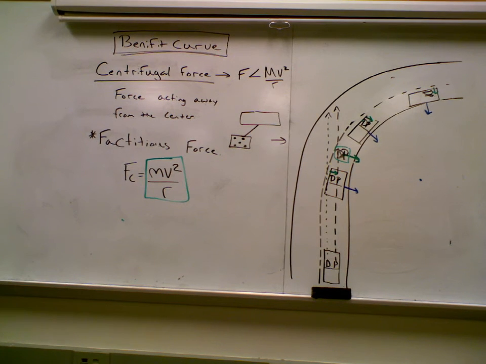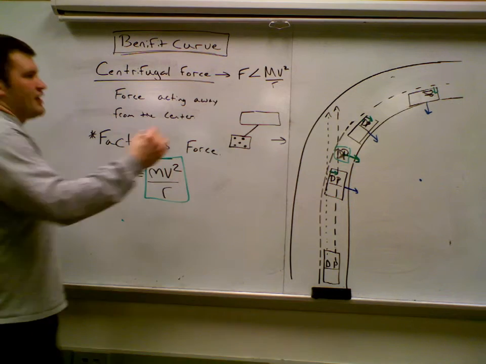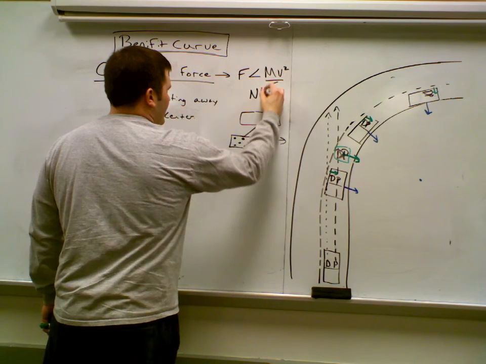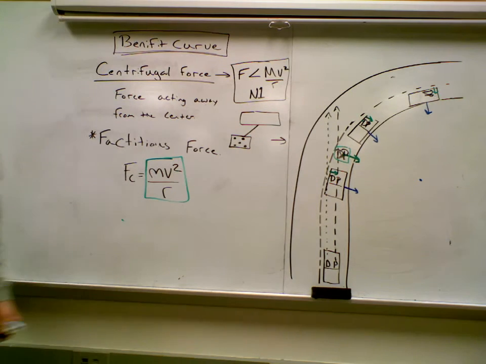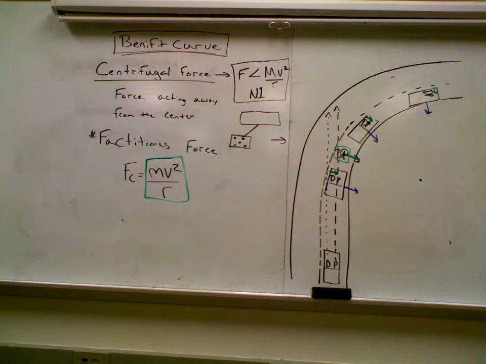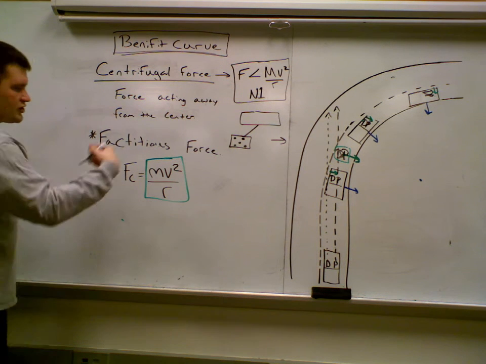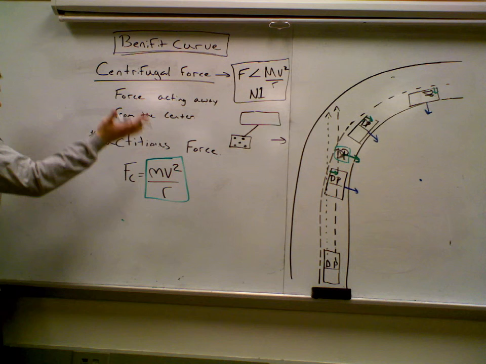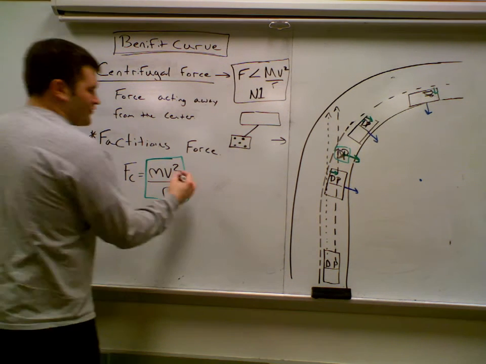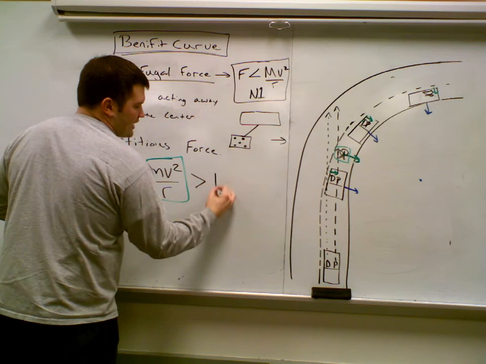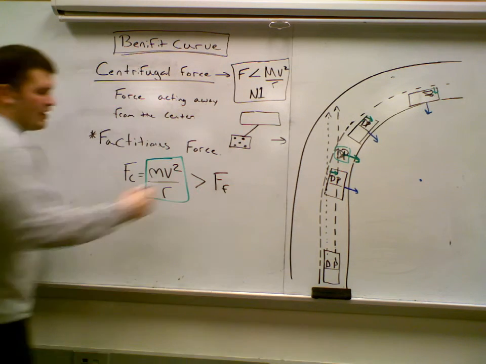And since a force is less than mv squared over r, that means I'm going to write N1 right here. When I write N1, what does that mean? Newton's first law. Right? So, the centrifugal force, the reason why the passenger experiences this, air quotes, outward force, is because the force of friction on the passenger is less than mv squared over r.